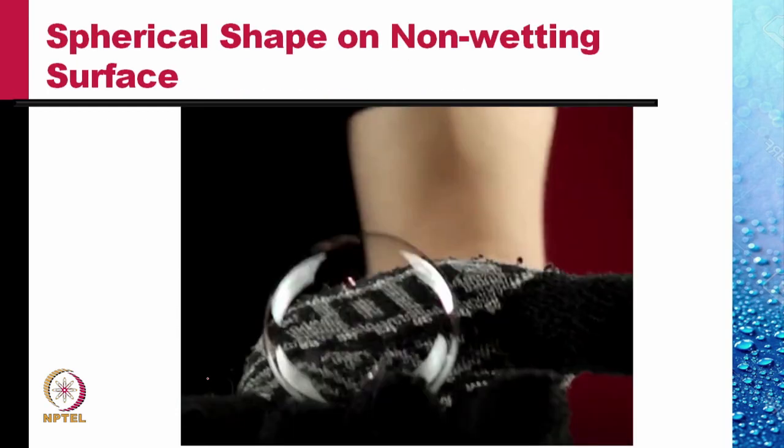Similarly, we showed that when the experimenter played with a bubble with gloved hands, wearing the woolen gloves, the bubbles were very spherical and they were jumping from hand to hand. This is because the wool is not wetted by the soapy water that the bubbles are made of.